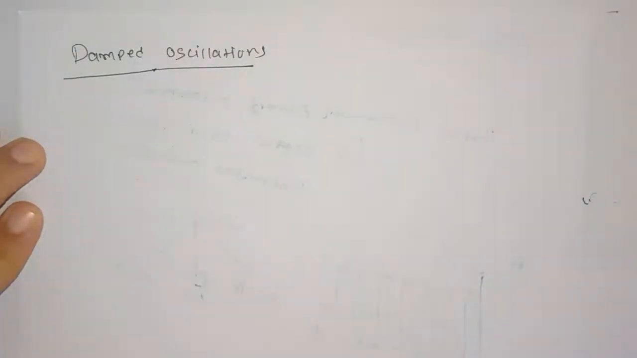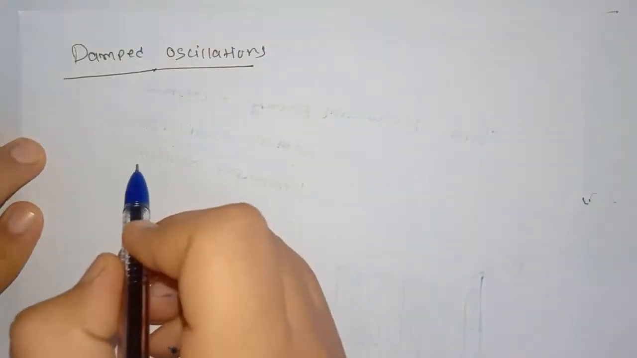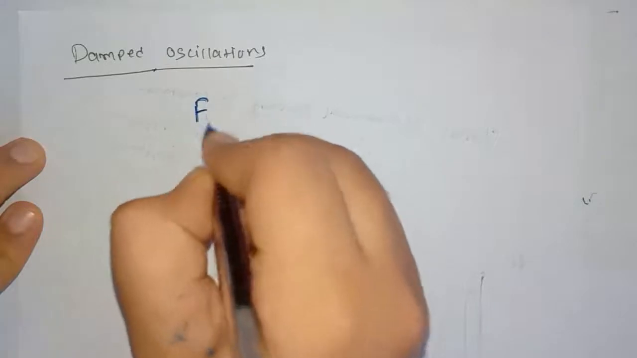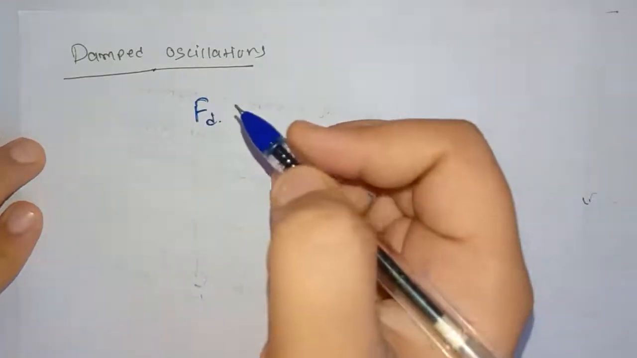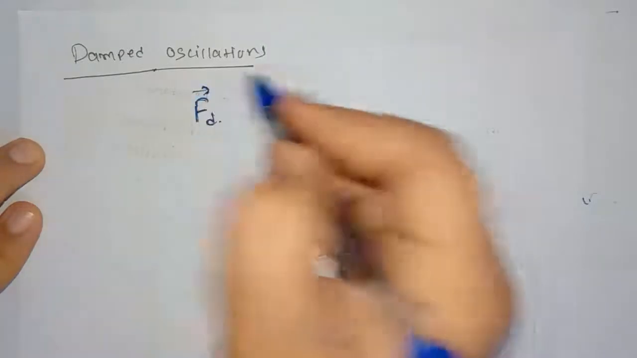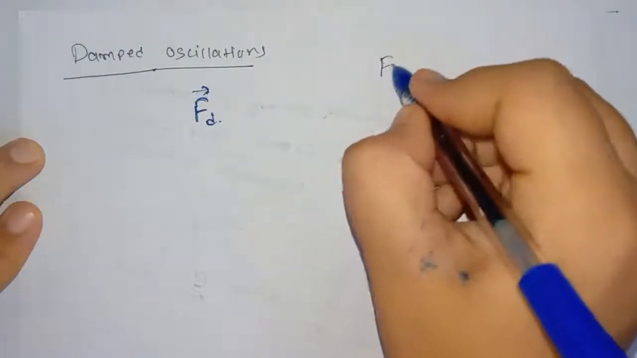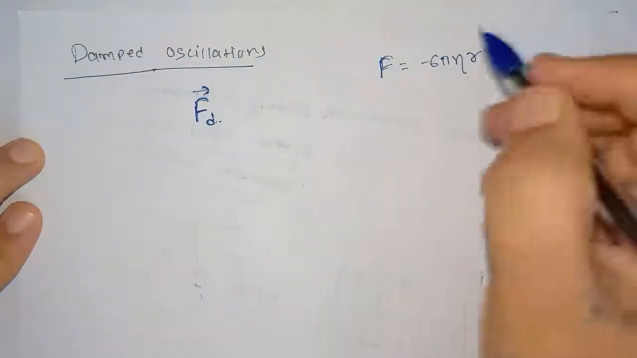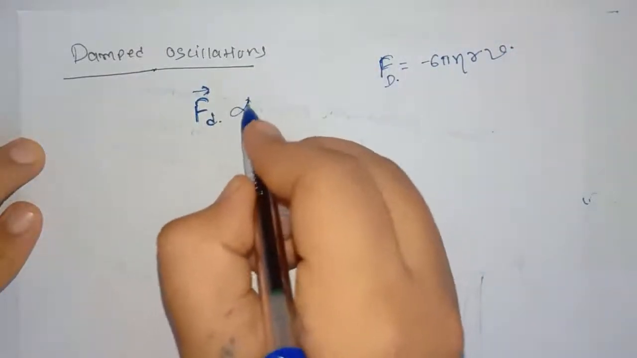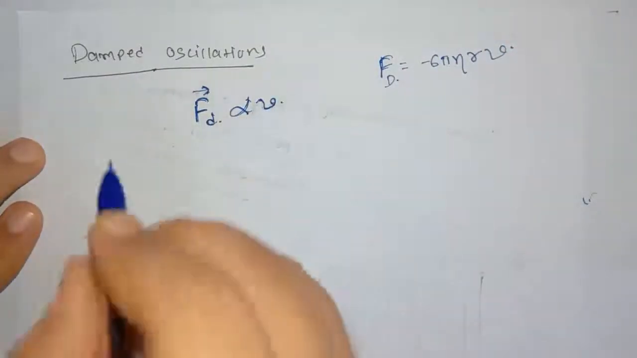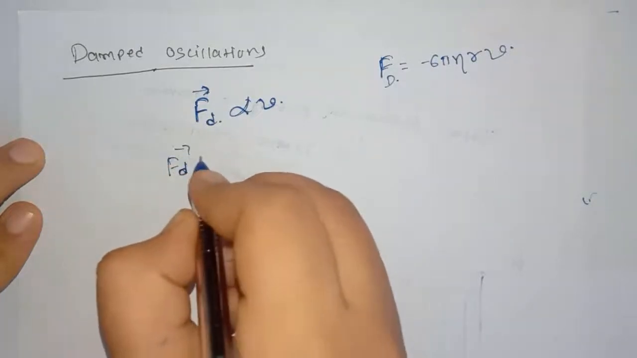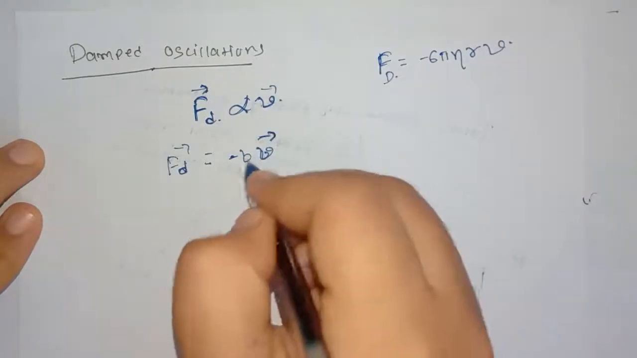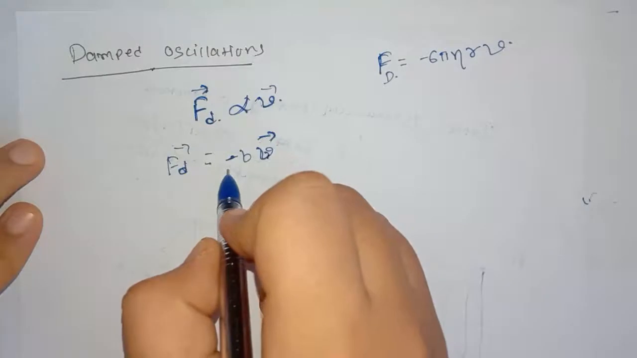In damped oscillations, there will be some dissipative force, mostly due to air friction. The force due to air friction is called drag force, and from Stokes' law we know that fluid friction is minus 6 pi eta r v. So we can say that Fd is directly proportional to the velocity, so Fd is equal to minus bv. It will be in the opposite direction of velocity, so this negative sign is used.